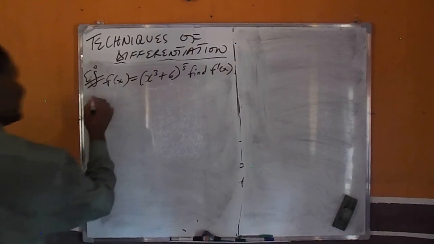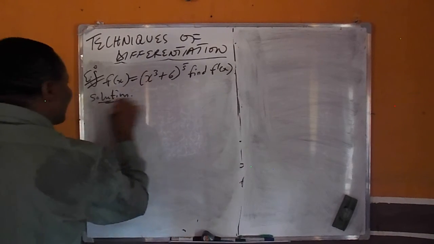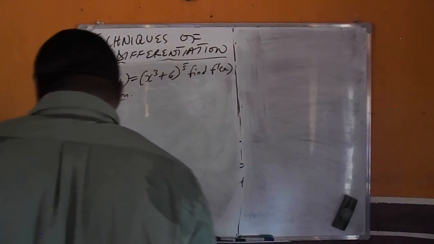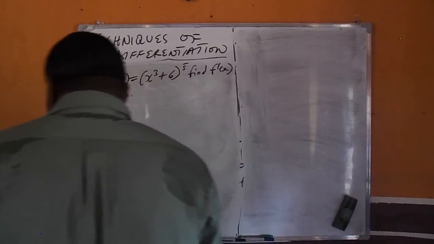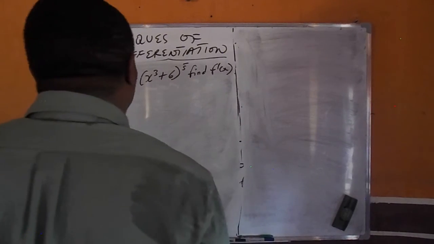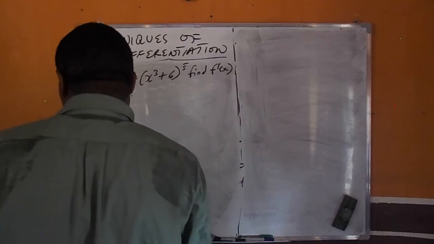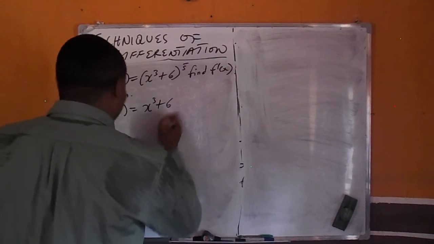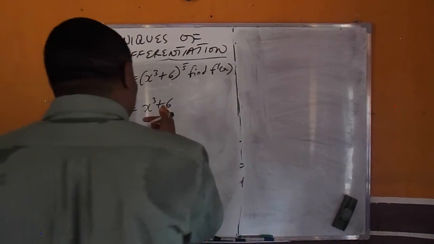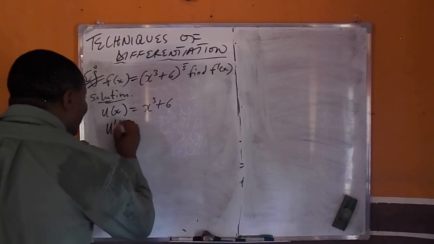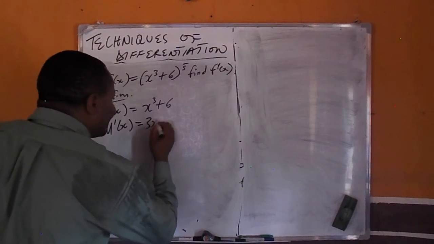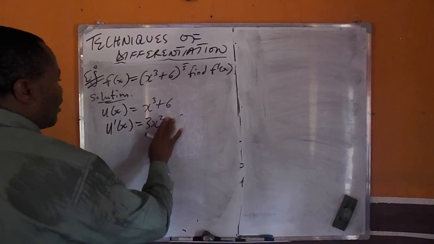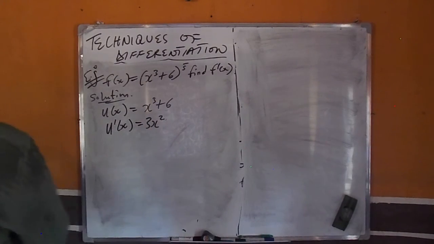How do we solve this? In this kind of question, under generalized power function rule, x cubed plus 6 in bracket raised to power 5, the first thing you will do here is ask: what is your u? What is your u prime? U of x equals to x cubed plus 6. This is your u. Then u prime of x equals to what? 3x, 3 minus 1 will give us 2, and this one will go off because it's constant. So you have 3x raised to power 2.